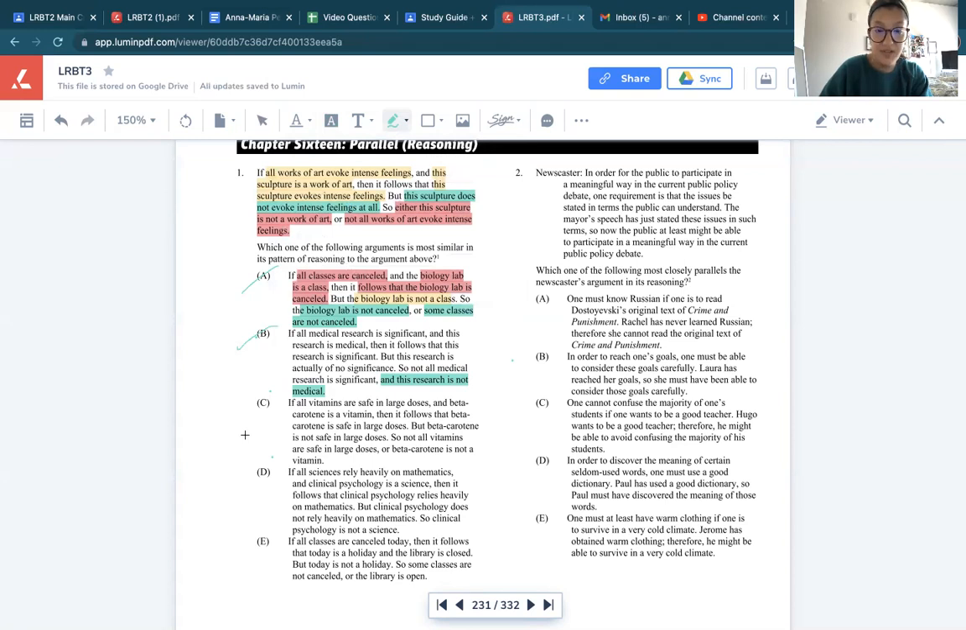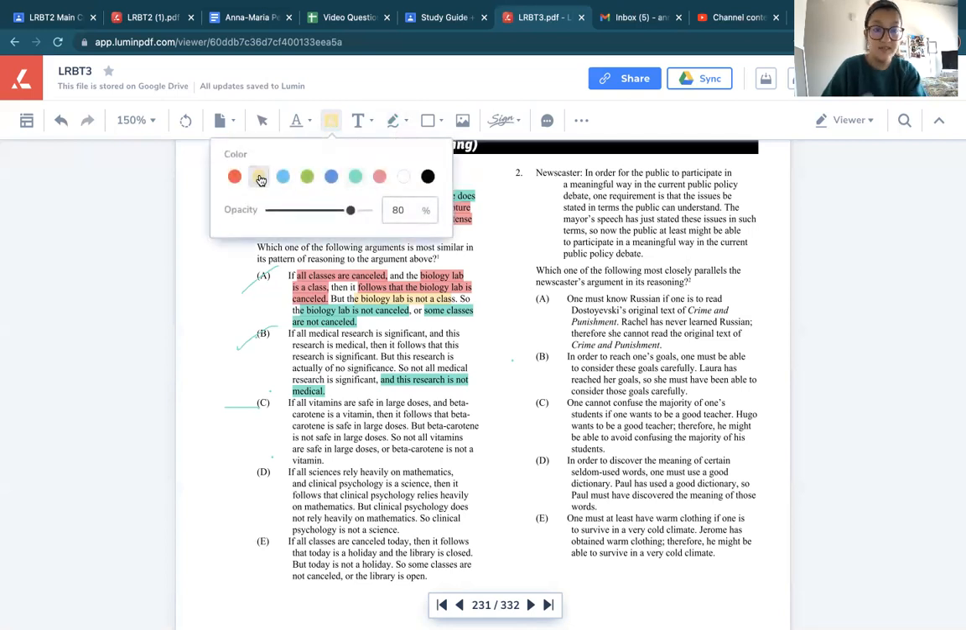If all vitamins are safe in large doses and beta-carotene is a vitamin, then it follows that beta-carotene is safe in large doses. But beta-carotene is not safe in large doses, so not all vitamins are safe in large doses, or beta-carotene is not a vitamin. This sounds really good. I really like this one. It has the same structure. All vitamins are safe in large doses. Beta-carotene is a vitamin. Let me do it in the same coloring pattern as the stimulus.